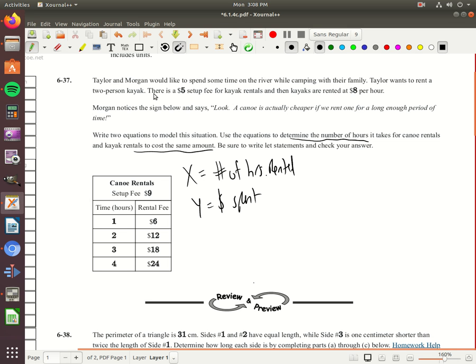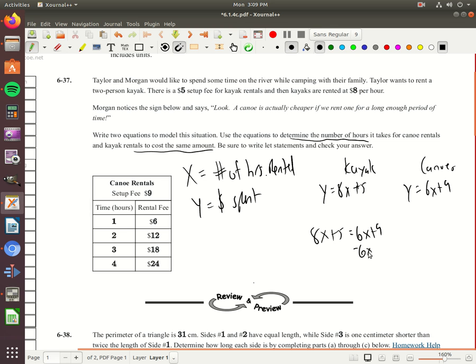So now we know that Taylor wants to rent a 2-person kayak. So we can have a kayak equation and we can have a canoe equation. The kayak equation is a $5 setup fee and then the rent for $8 an hour. So the money spent is $8 per hour plus a $5 fee. That's how much kayaks cost. Canoes have the money cost $6 an hour and there's a $9 setup fee, right? So we have these 2 equations. So we know that they both equal Y, so they must both equal each other.